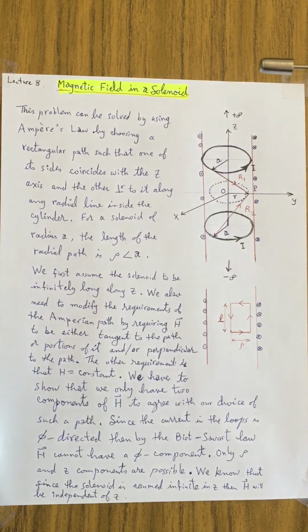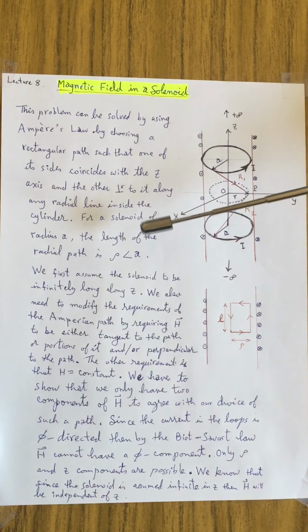This problem can be solved by using Ampere's law and by choosing a rectangular path such that one of its sides coincides with the z-axis and the other is perpendicular to it along any radial line inside the cylinder. For a solenoid of radius a, the length of the radial path is ρ less than a. We first assume that the solenoid is infinitely long along the z-axis.